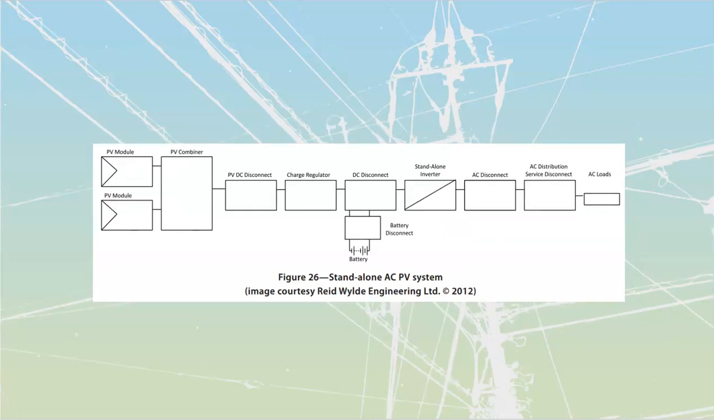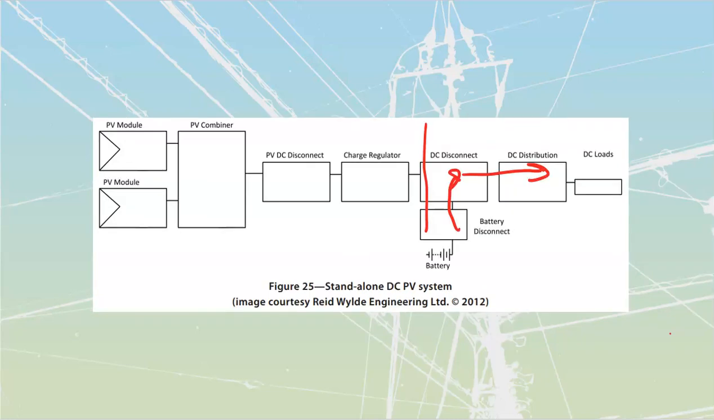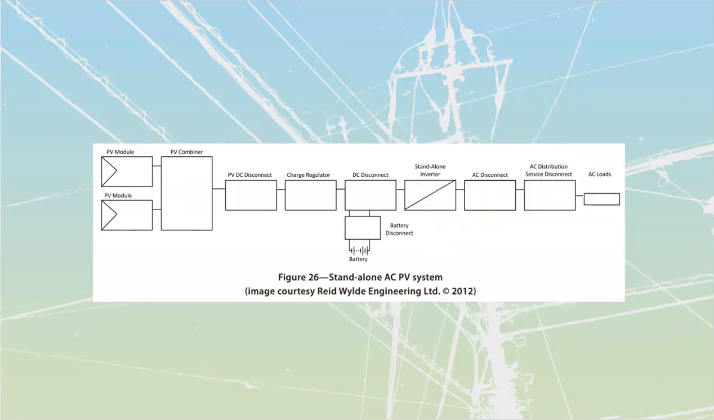If we want to go to AC, an AC one is identical other than what we're adding in over here. We went DC distribution out of the DC disconnect. Now, instead of going into DC distribution, we're replacing that with an inverter and feeding everything downstream with AC. So the rest, we take the DC, we combine it, we have a disconnect, we have a charge regulator that limits how much goes through there.